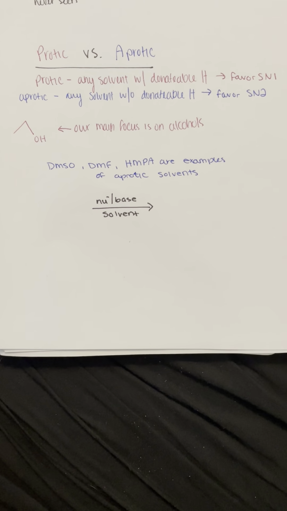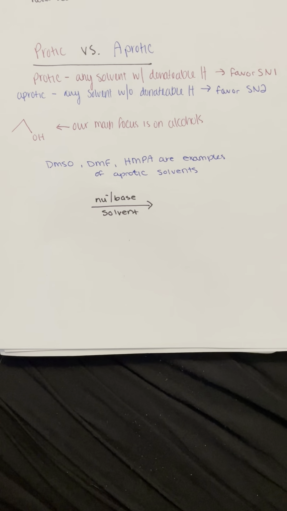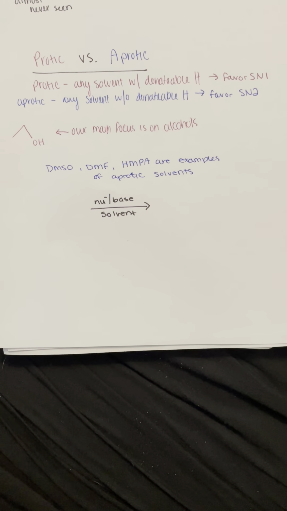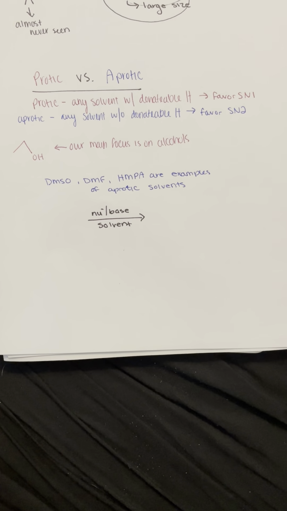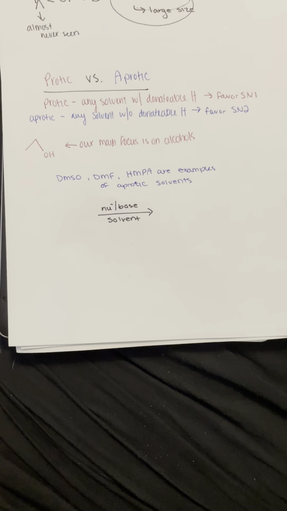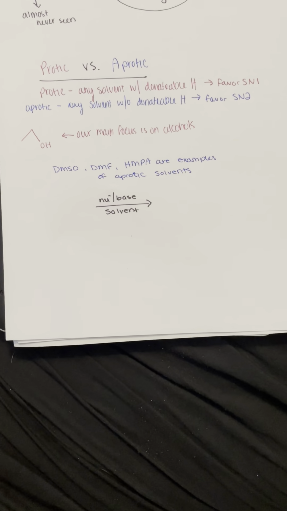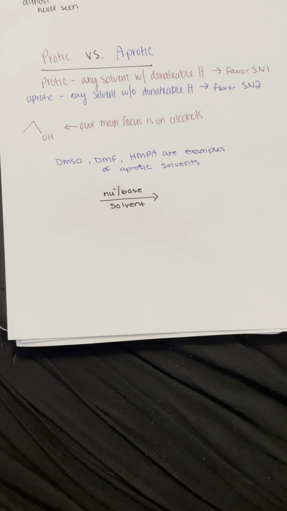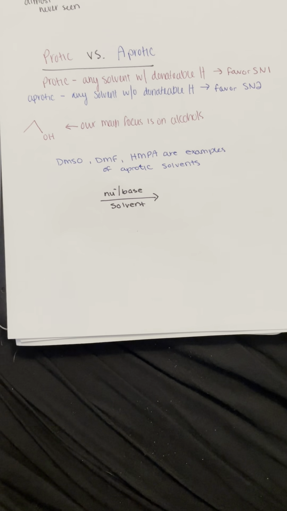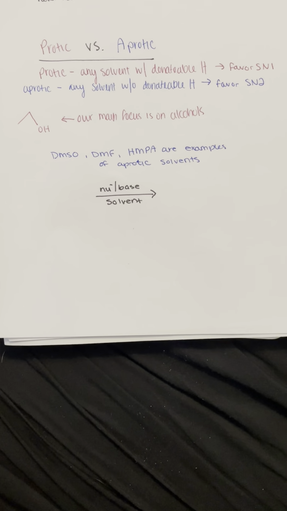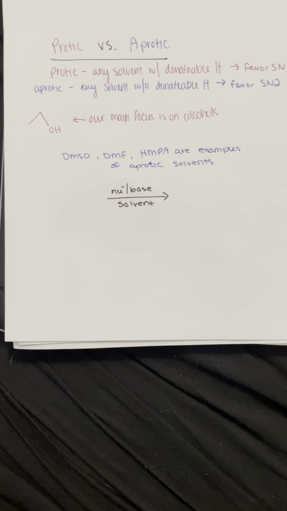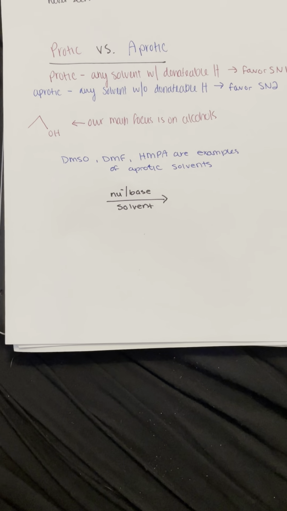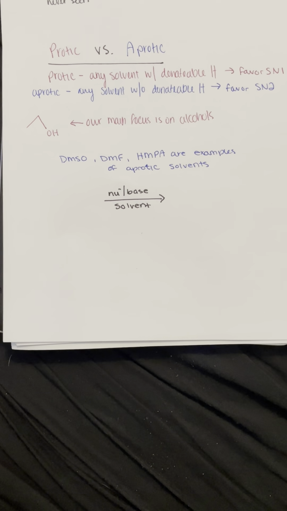The alcohols are our main focus in this lesson, and these are protic just because they have H's to donate, which are basically just acids. DMSO, DMF, HMPA are all examples of aprotic solvents because they don't have donatable H's.